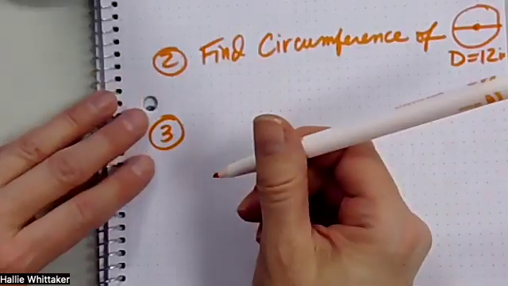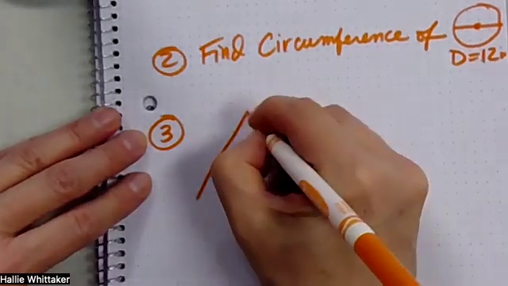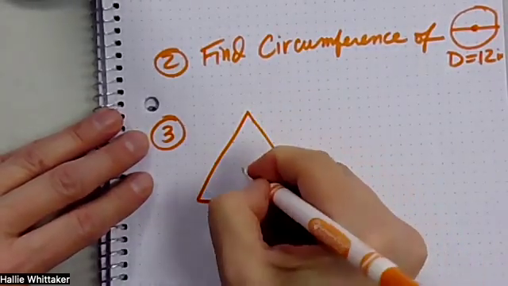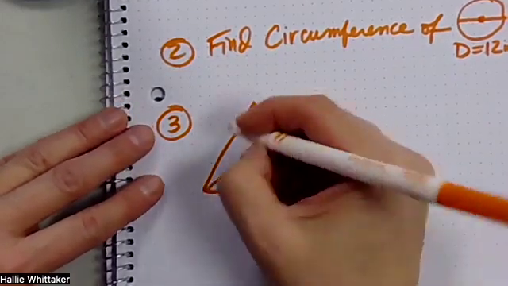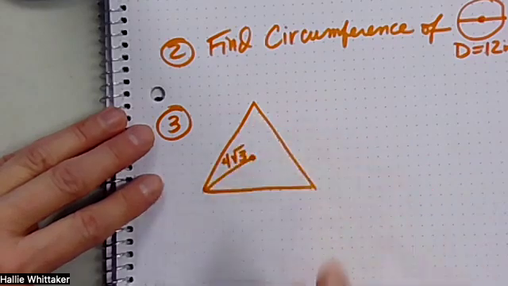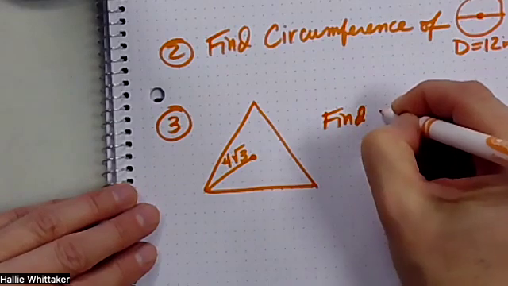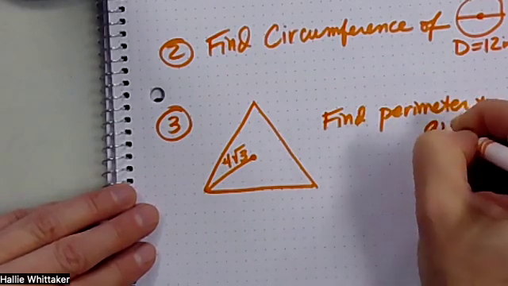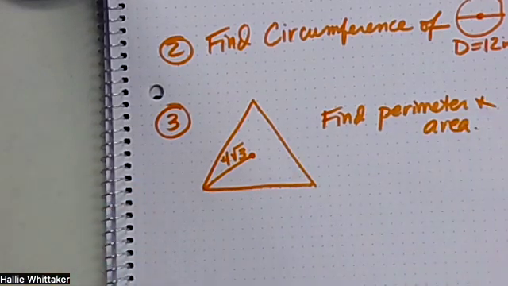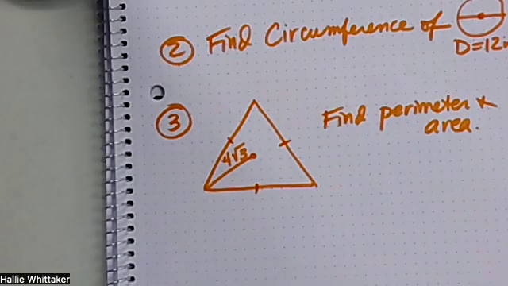Number 3. Yep, we can do this. Let's say you've got an equilateral triangle with a radius of 4 square root of 3. Please see if you remember how to find the perimeter and the area of a regular triangle. There, just to remind y'all.